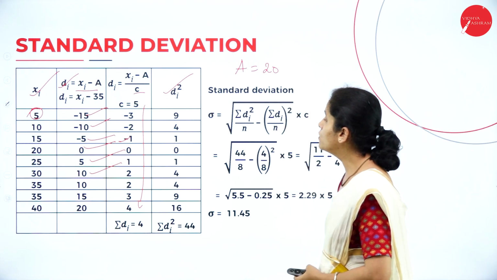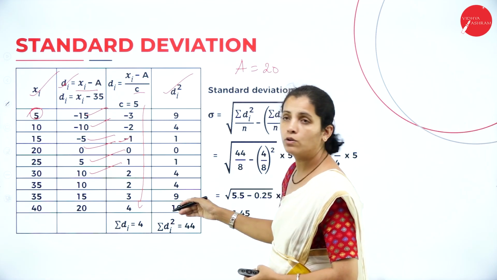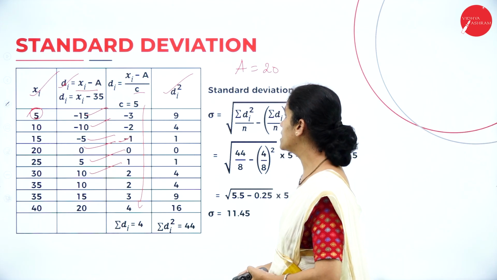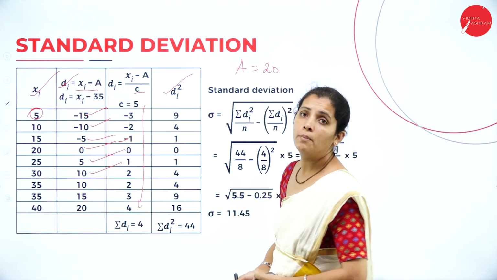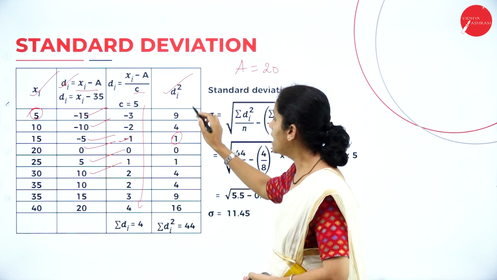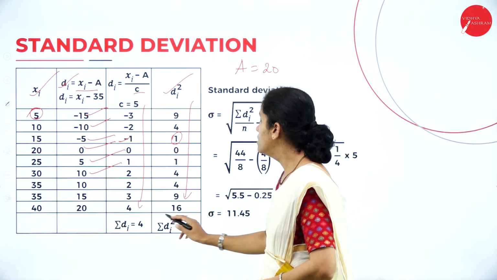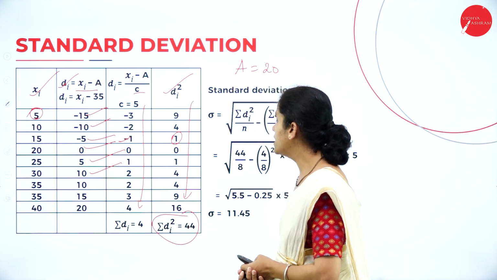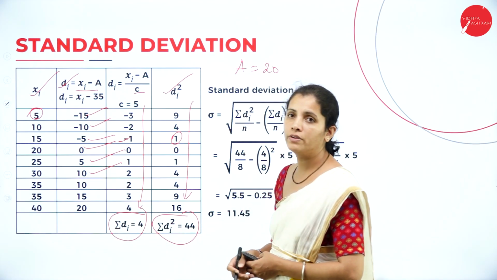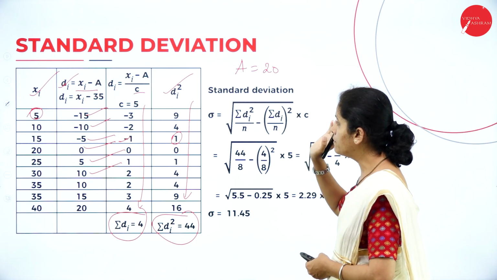Now, I want to take the square of di. So minus 3 square is 9, minus 2 square is 4, minus 1 square is 1, and I'm going to continue the calculation. At the end, I'm going to find the summation of di square equal to 4, and here also the summation of di equal to 4. Now, dear student, I have the formula.